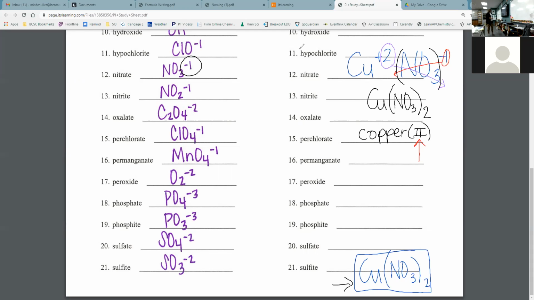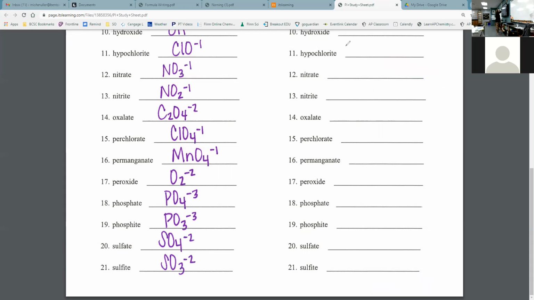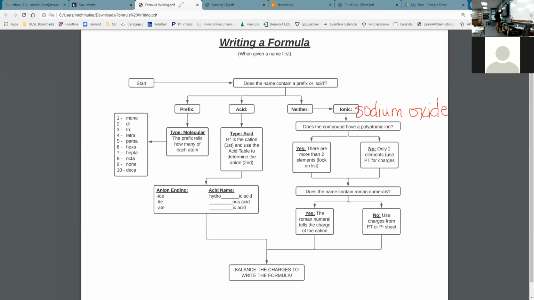Okay. But if we had, I don't want this to get too confusing, so I'm going to erase really fast. Let me clear everything. Let's say that we had just sodium oxide, as our thing that we're trying to write the formula of, sodium oxide.